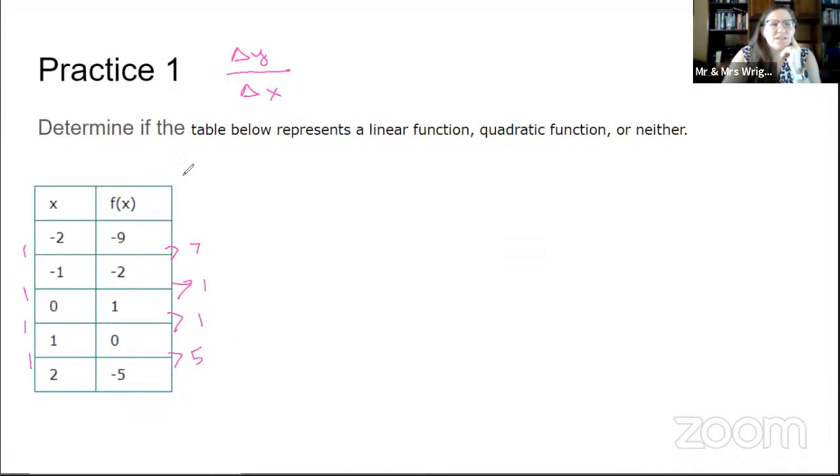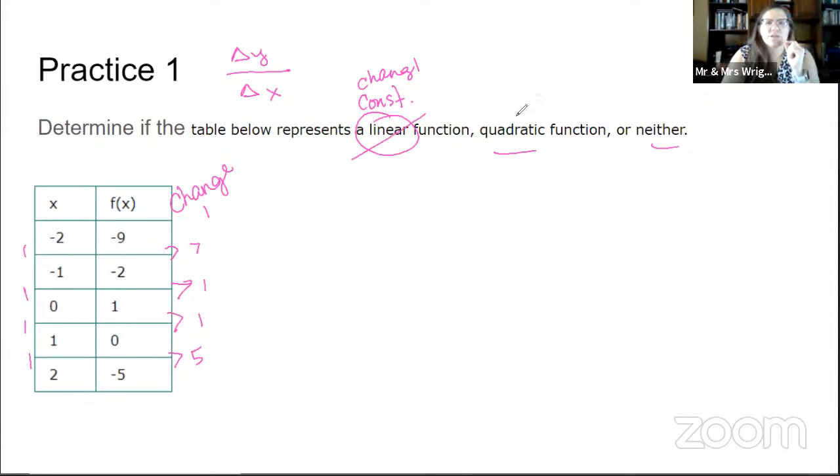All right, so this is what we call change 1, the change between each of these outputs, okay? And if this is constant, it would be a linear function. If it was not constant, it can either be a quadratic or neither, all right? It has to be constant on change 1. Since that's not constant, we know it is not linear, okay?